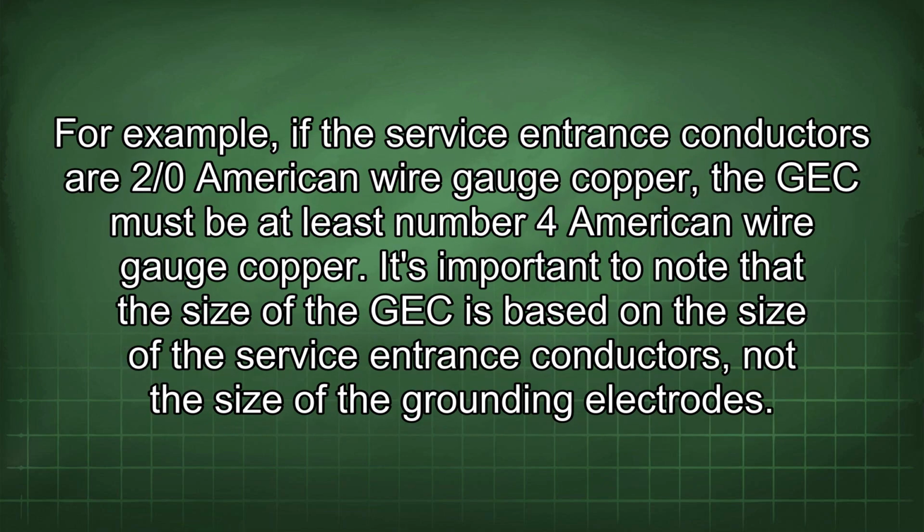For example, if the service entrance conductors are 2/0 American wire gauge copper, the GEC must be at least number 4 American wire gauge copper. It's important to note that the size of the GEC is based on the size of the service entrance conductors, not the size of the grounding electrodes.